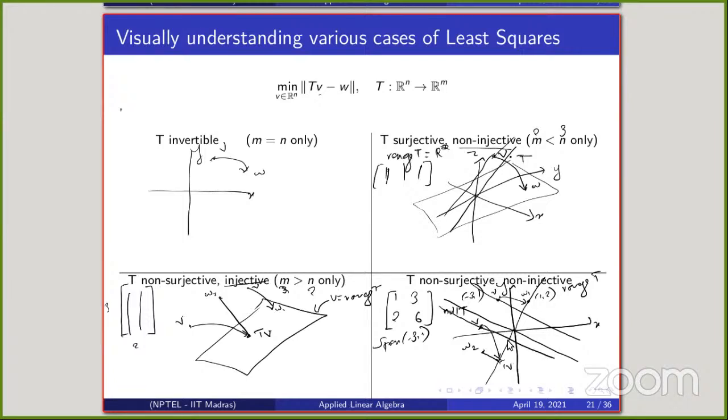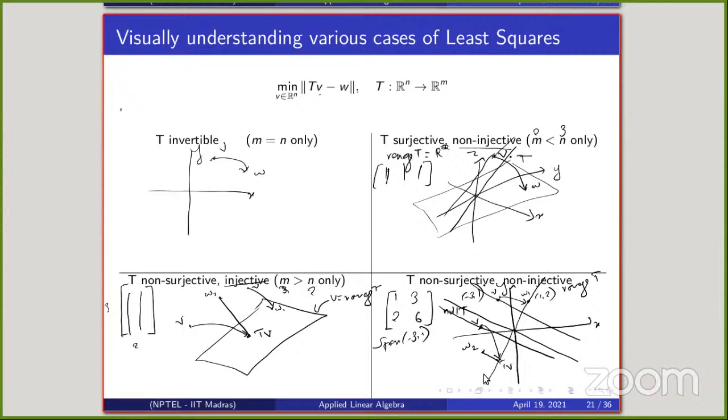You'll be having a whole translate of null T which maps to that value of TV, and that is going to be the vector which has TV. All of these vectors have TV which maps to a point which is closest to W2 in the range of T. So there's quite a lot of detail in what is going on in least squares.